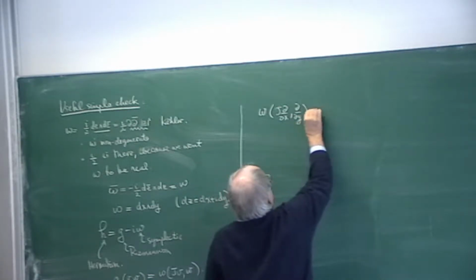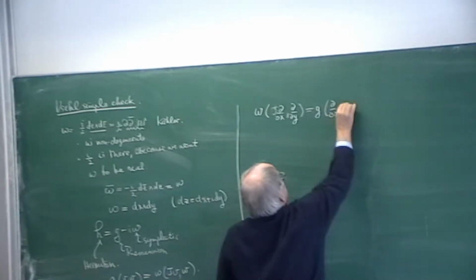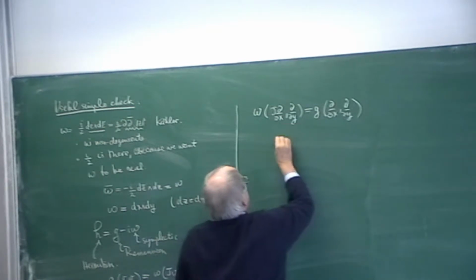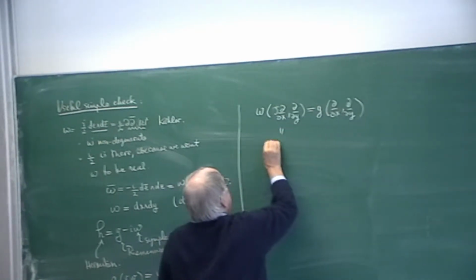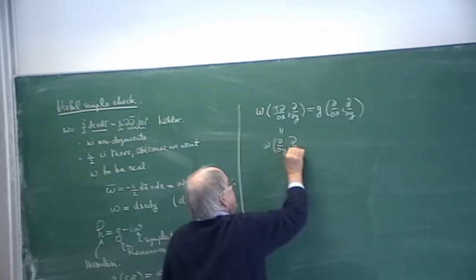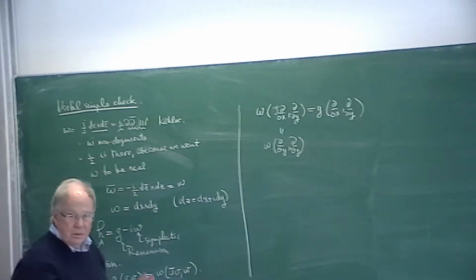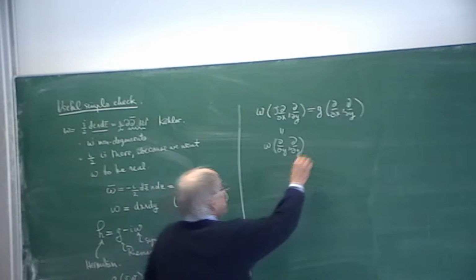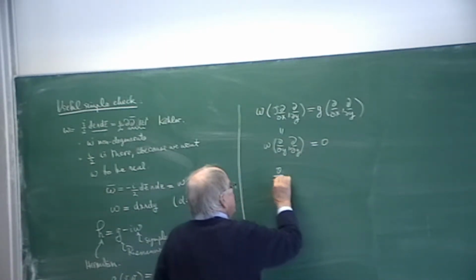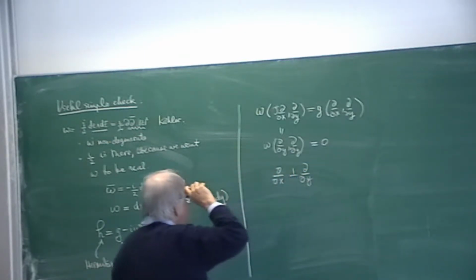That is equal to g of ∂/∂x, ∂/∂y. So we want to know what that is. And that is equal to omega of ∂/∂y, ∂/∂y. This is wonderful. And omega of ∂/∂y, ∂/∂y is zero. So that's good. That means that these two things are perpendicular. ∂/∂x and ∂/∂y are perpendicular with respect to this metric.